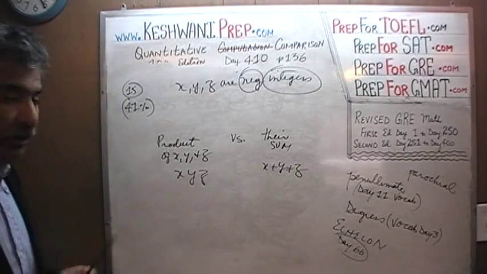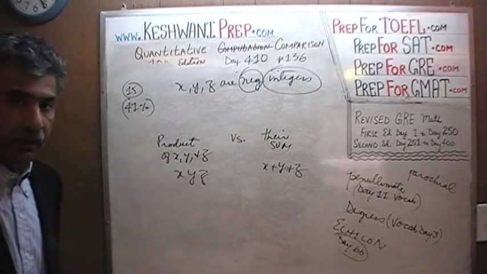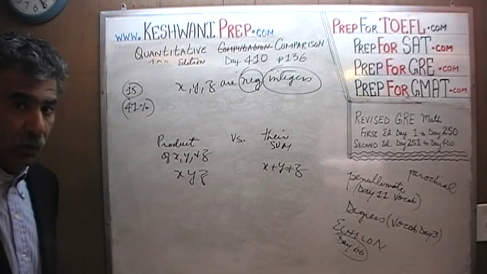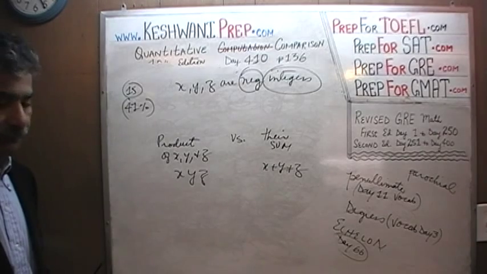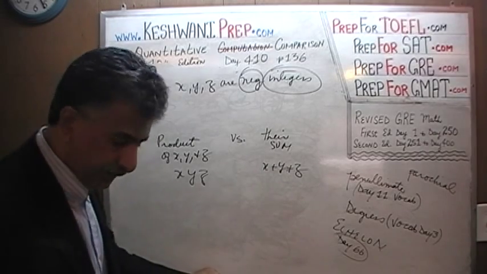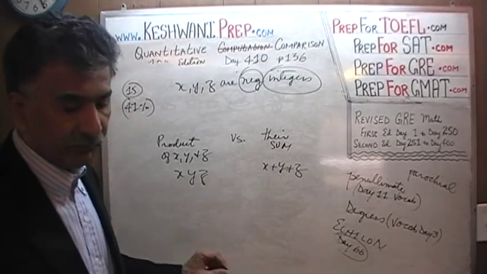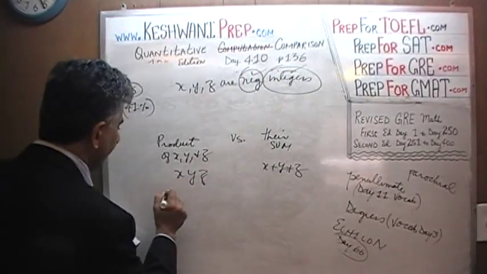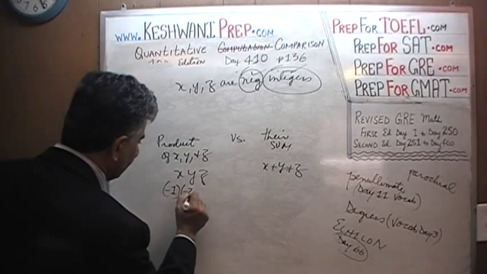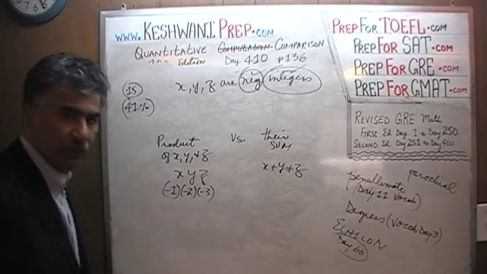What I want you to do is pause the video, do it yourself, and then once you've done it, unpause it and compare your work against the work that we'll do together. Okay, I'll give you 2 seconds to do just that. Very good. The key here is to plug in numbers. Let's plug in something simple. They have to be negative integers. Let's plug in negative 1 times negative 2 times negative 3.